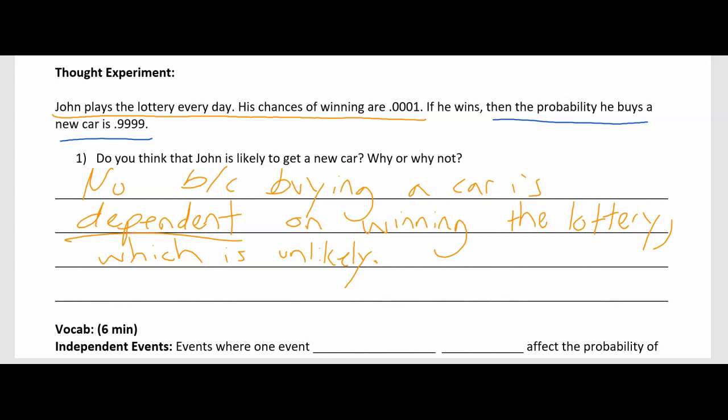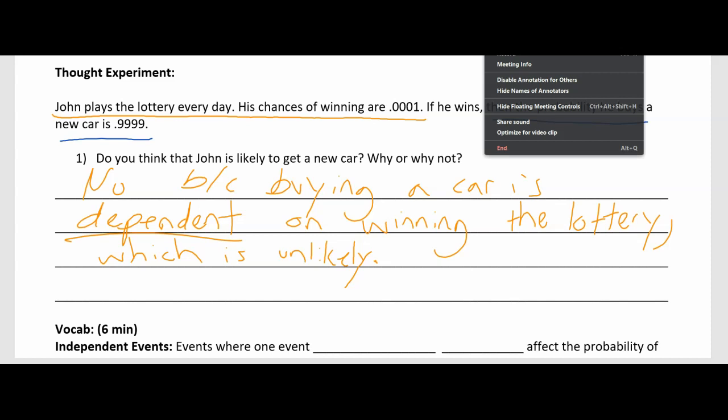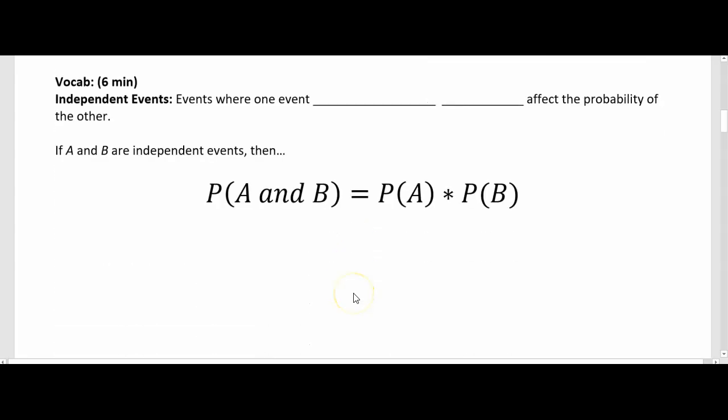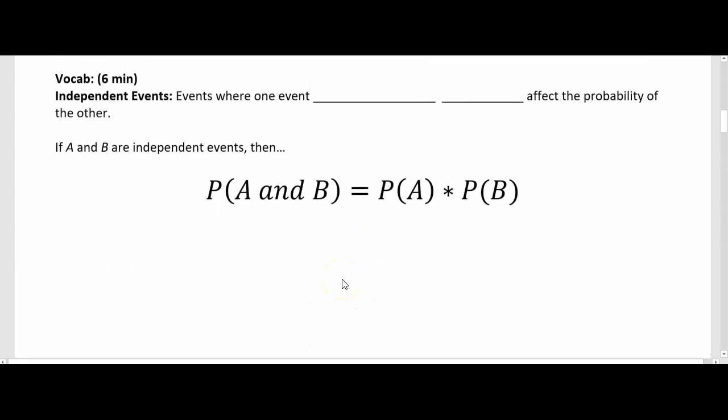Before we get into dependent events, though, because they're a bit more complicated, we are going to start with independent events. So let's look down here. Independent events: events where one event does not affect the probability of the other.